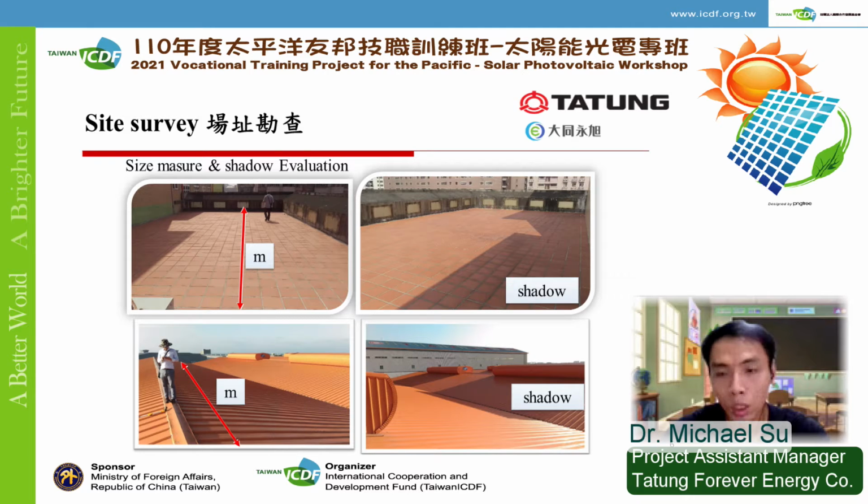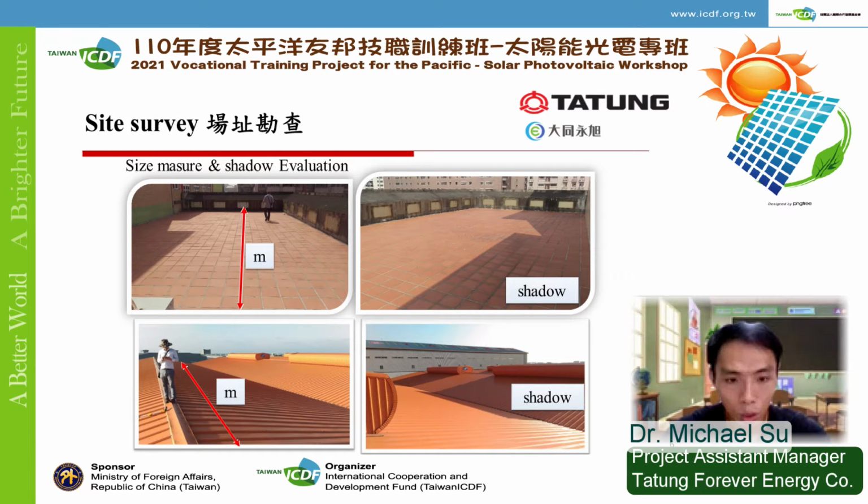Once we arrive on the site, we will measure the parameters of the site. We will measure the length, the width, and check if there are any shades or potential shades from the surrounding buildings and obstacles. Looking at the picture in the upper right hand corner, since there is an extension of the roof, at that period of time, it will project a shadow in the area. And we would want to avoid this.